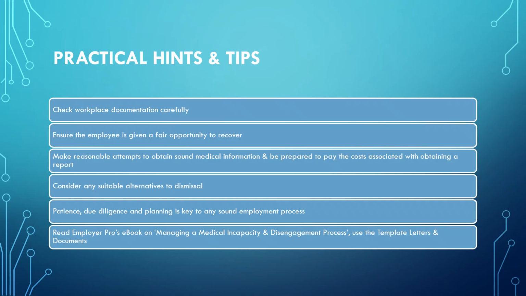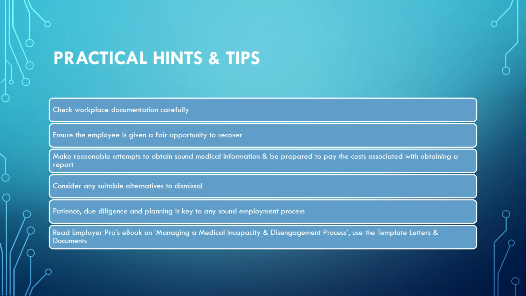Practical hints and tips. So as an employer, when embarking on any sort of medical disengagement process, or if you're otherwise looking into issues associated with this area, then the starting point is always to check your workplace documentation carefully. So what does the employer's employment agreement state? Does it have anything prescriptive that the employer has to have regard to or implement as part of its overall general process? What are the obligations prescribed there? The same applies for any workplace policies or employee handbooks with information relevant or on point.